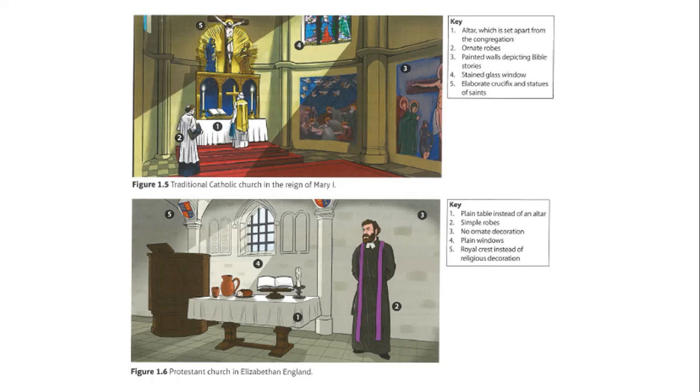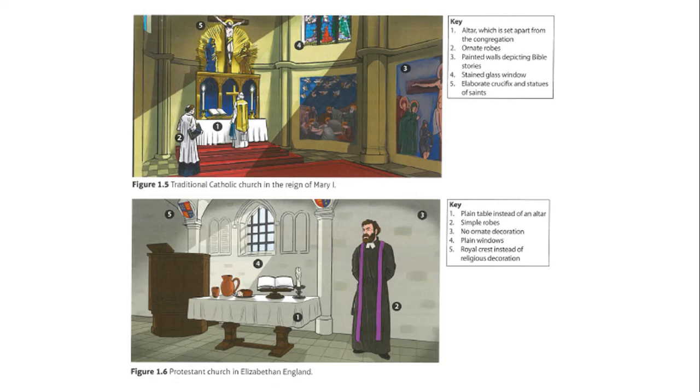You can see how much the church changed. The image at the top is what a Catholic church looked like. The image at the bottom is what a Protestant Church of England church looked like after the Elizabethan religious settlement. Now, this is quite a significant change in the lives of ordinary parishioners who would go to a church on a Sunday. Look at how different the church appears.